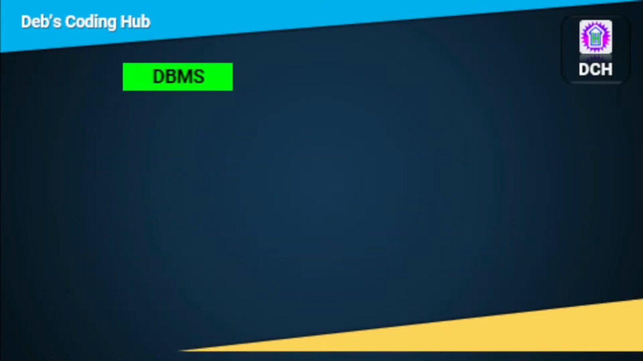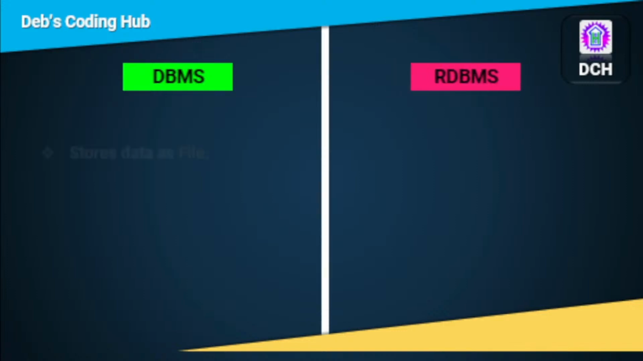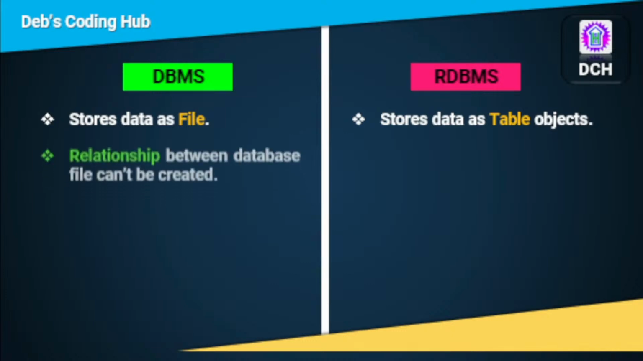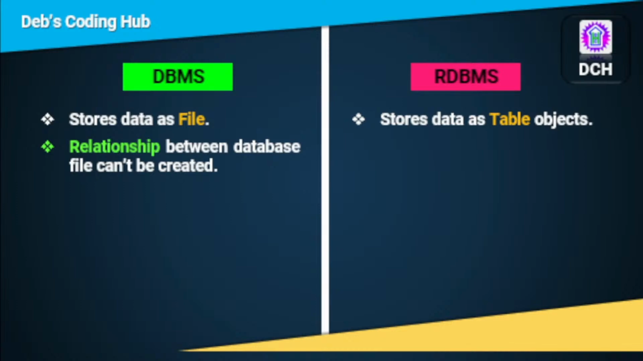Now let us see the difference between DBMS and RDBMS. DBMS generally stores data as a file. As I have given the example in DBase 2, it saves the data with a .dbf file. So every file is a database. But RDBMS stores data in table objects. So RDBMS stores and manipulates data as a collection of objects. Table is the primary object where data is stored. Now, relationships between databases cannot be created in DBMS, which can be done in RDBMS.